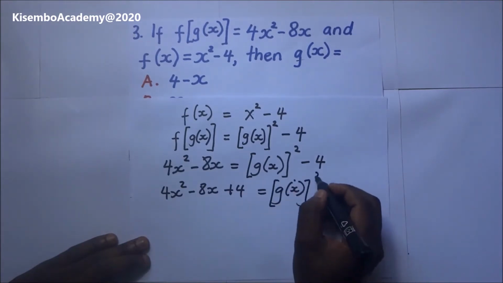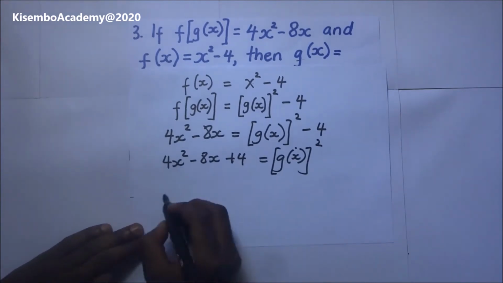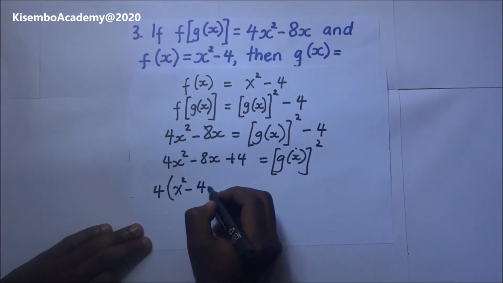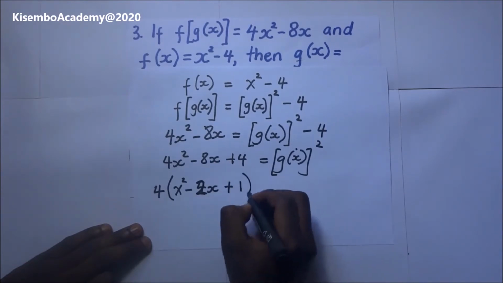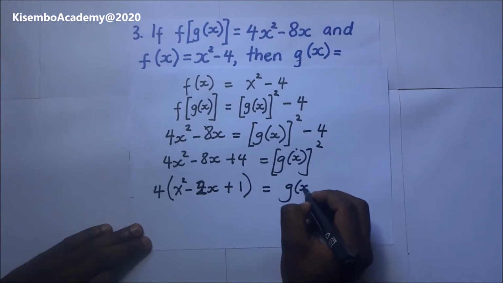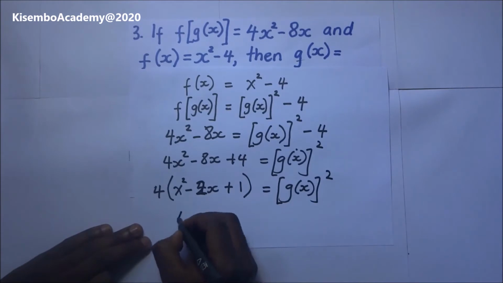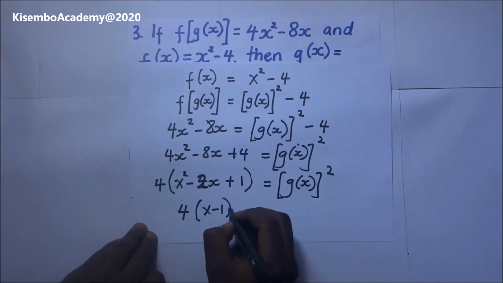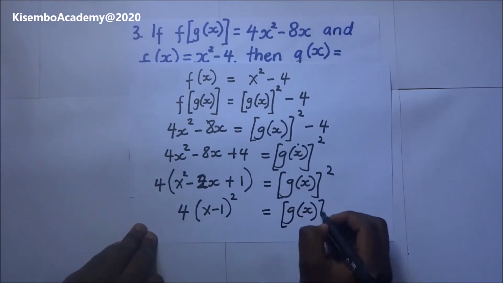This thing is squared. So we have a quadratic equation here in x. So factorizing this becomes 4 outside the brackets into x squared minus 4x minus 2x plus 1 giving us g of x, and this whole thing is to the power 2. So this continues to be 4 into, factorizing this quadratic expression is going to give us x minus 1 squared, giving us g of x, and this whole thing is squared.